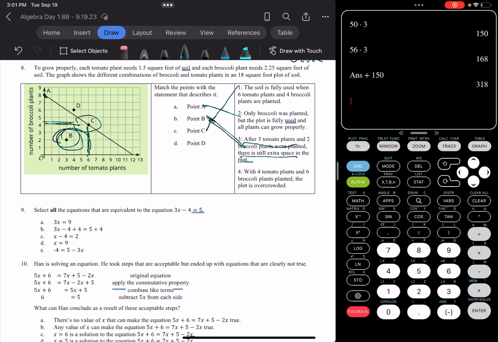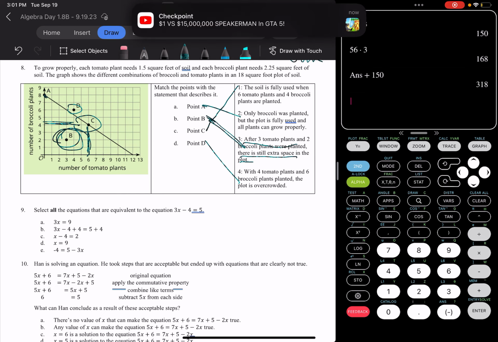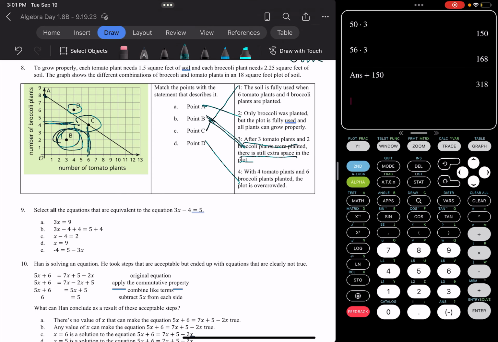And then last but not least, point D has to be 4, but let's double check. Point D is right here, and that is 4 tomato plants and 6 broccoli plants.